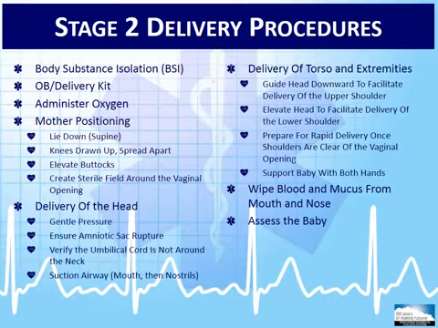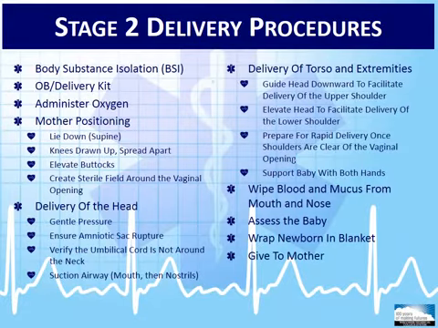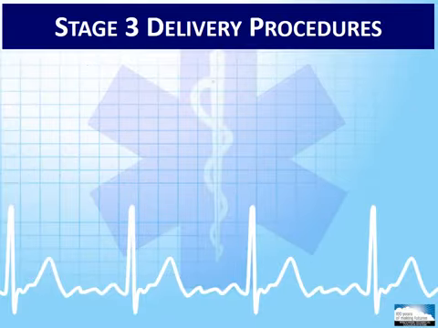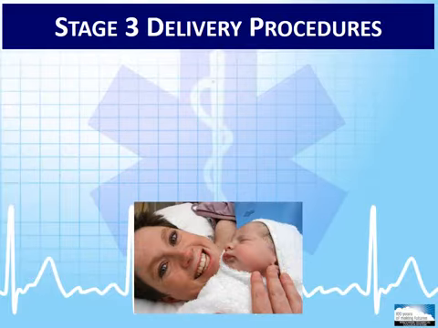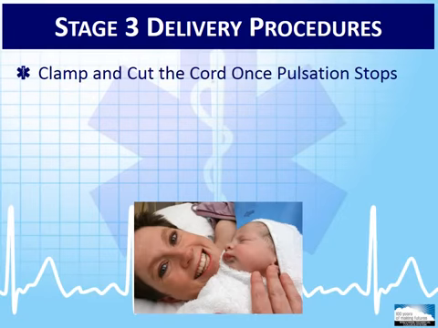Wipe the baby down with a towel, wrap the baby in a warm blanket, and give the newborn to the mother. At this point, while the mother and baby are becoming reacquainted with each other, the EMT needs to watch the umbilical cord. Once pulsation ceases, the cord should be clamped in two places. The first clamp should be closer to the baby, and the second clamp should be closer to the mother, and cut between the two clamps.